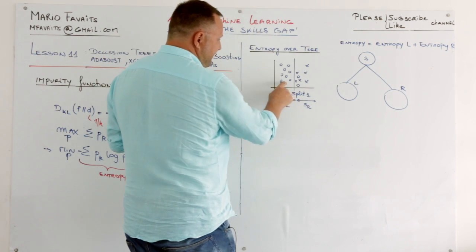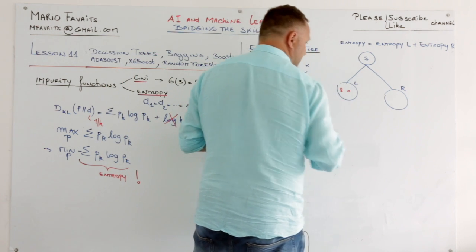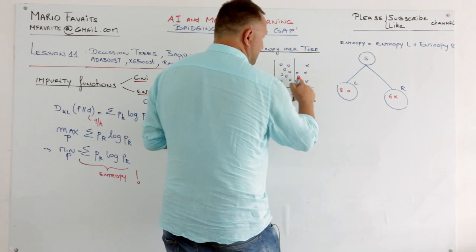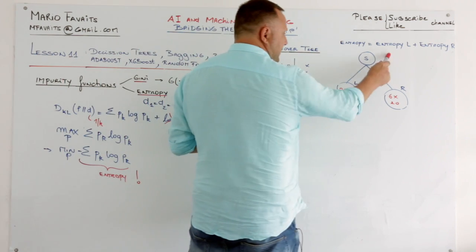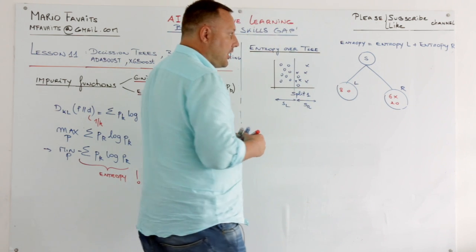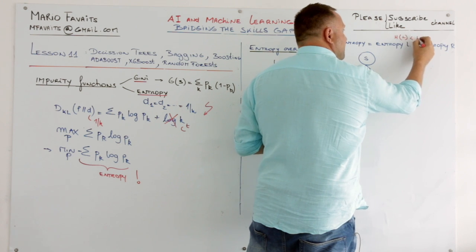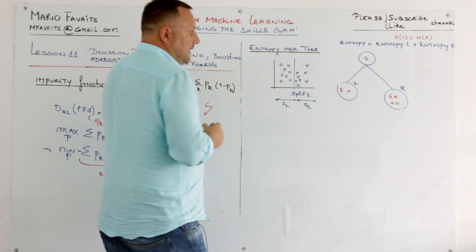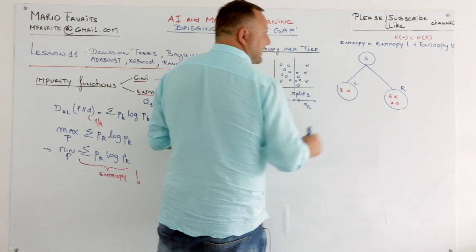Now in this case, what do we find? Here we have 8 circles, and here we have 6 crosses and 2 circles. So the entropy of L will definitely be lower than the entropy of R. So the entropy of L will be smaller than the entropy of R for the right. This is quite obvious. Here you have a pure leaf, here you do not have a pure leaf.